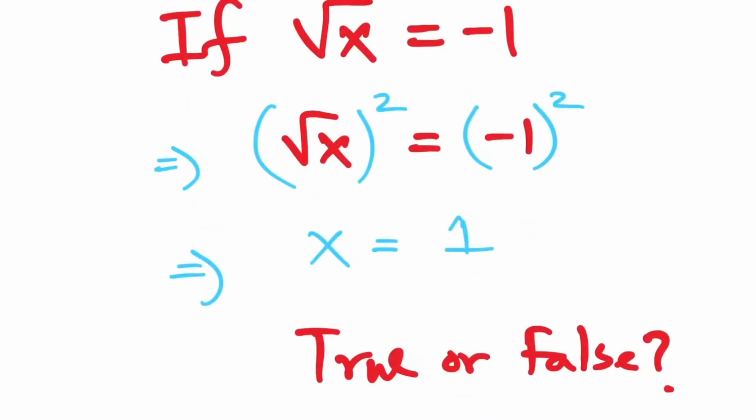If the square root of x equals negative 1, one thing we can do is square both sides. We can get rid of the radical sign. So we have x equals 1, right? Is it true or false? I'll give you 10 seconds to think about the problem.